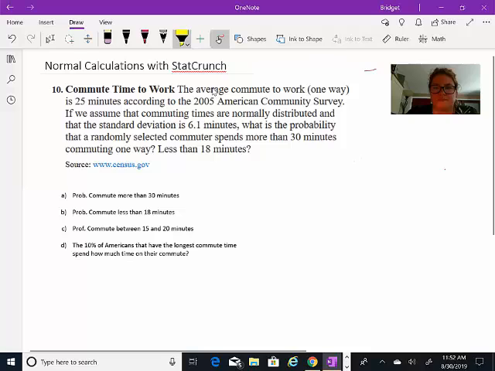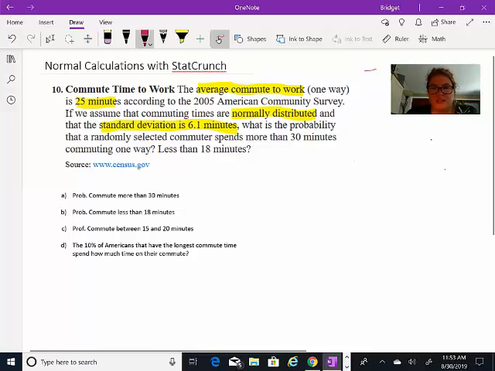So that's our variable. The mean is 25 minutes, and the standard deviation is 6.1 minutes. And happily, they told us that it follows a normal distribution. If we randomly select a commuter, we've got these two probability questions that were in the actual problem itself, and then I added a third one, and then I added another question about commute time. So we're going to take those one at a time and find the answers using StatCrunch.